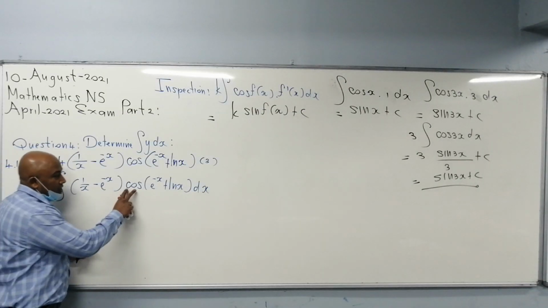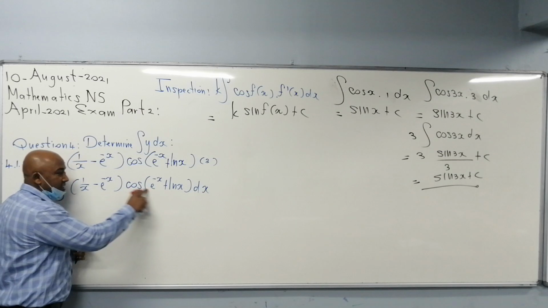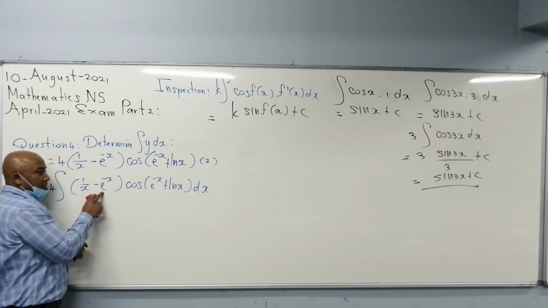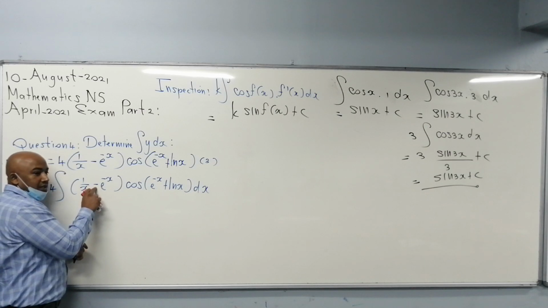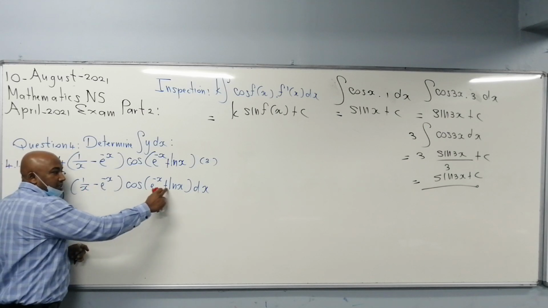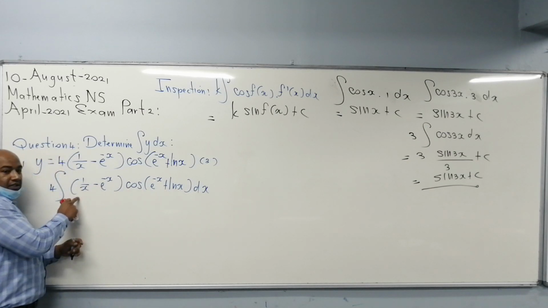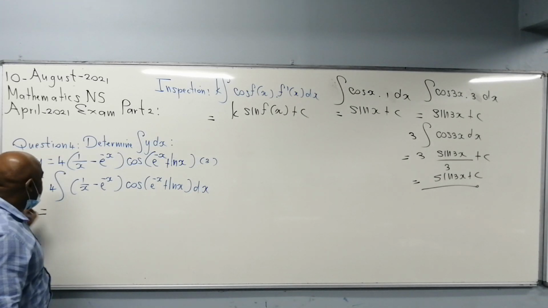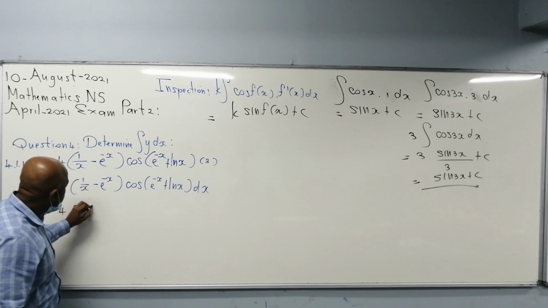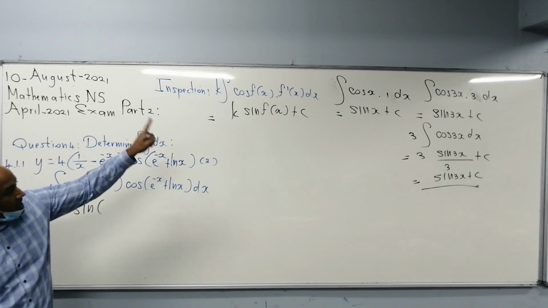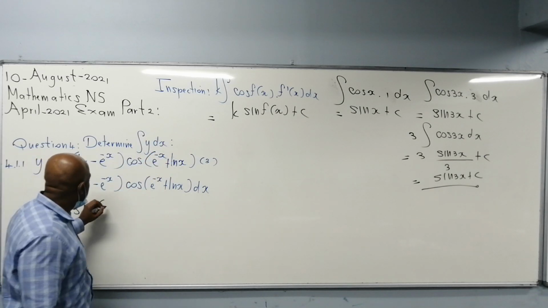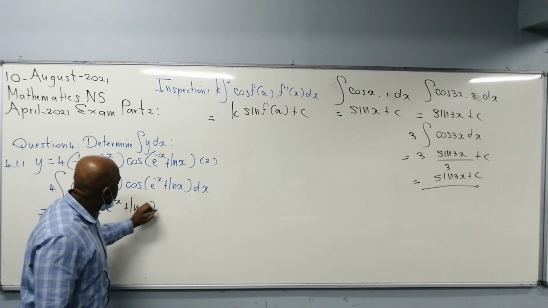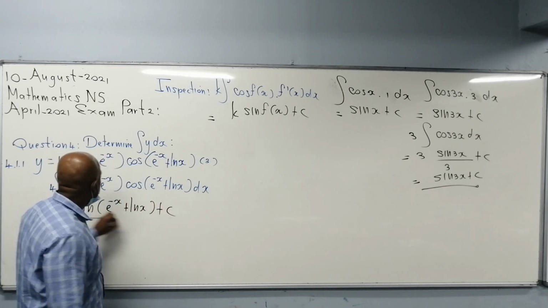Look at it. You got cos of f of x. Let's see if this is an exact derivative. The derivative of e to the power minus x is e to the power minus x times minus 1, plus the derivative of ln x is 1 over x. So that means the answer is straight k sine of f of x. So that's sine of e to the power minus x plus ln x plus c.